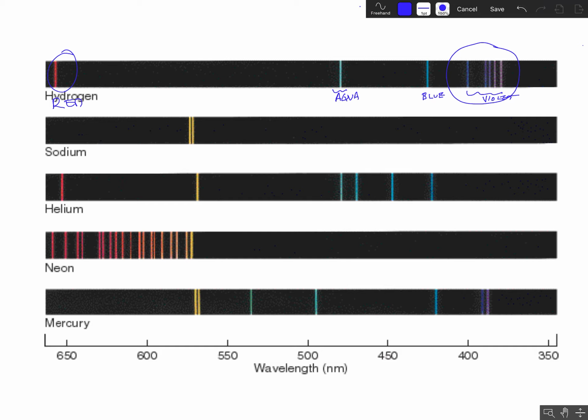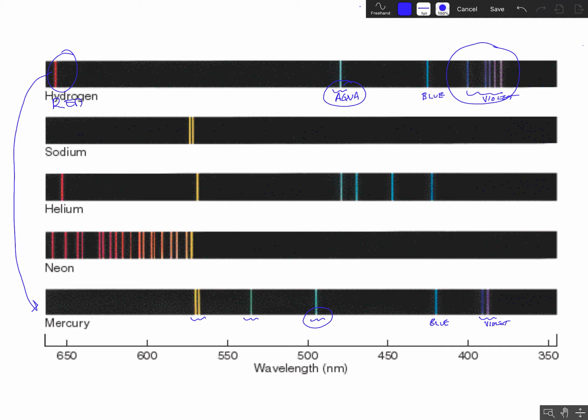For mercury vapor, looks like we saw some yellows. Looks like we saw some greens. Here's a different color aqua than we saw for hydrogen. The wavelength is slightly different for this aqua than this aqua. We see some blue again. And we just see a couple of bands in the violet spectrum. Notice that hydrogen does not have the same spectrum as mercury.